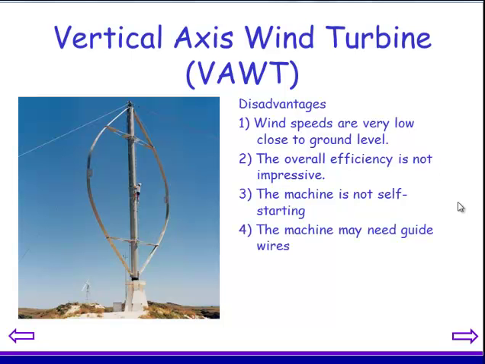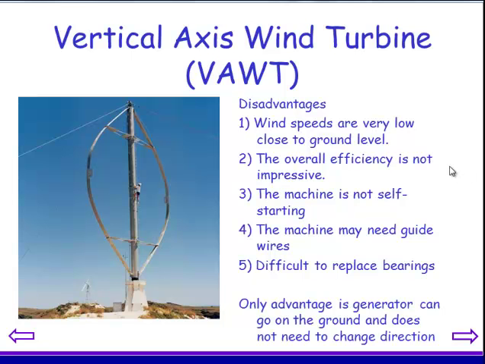The machine often needs guide wires. These guide wires can stretch over very large areas just to keep it in place. Once the bearings go on this, it's really difficult to replace. If anything goes wrong, it's a real pain to replace these things. There are some advantages though. It can run close to ground and does not need to change direction, so it can accept wind from any direction. So that's the vertical axis wind turbine.